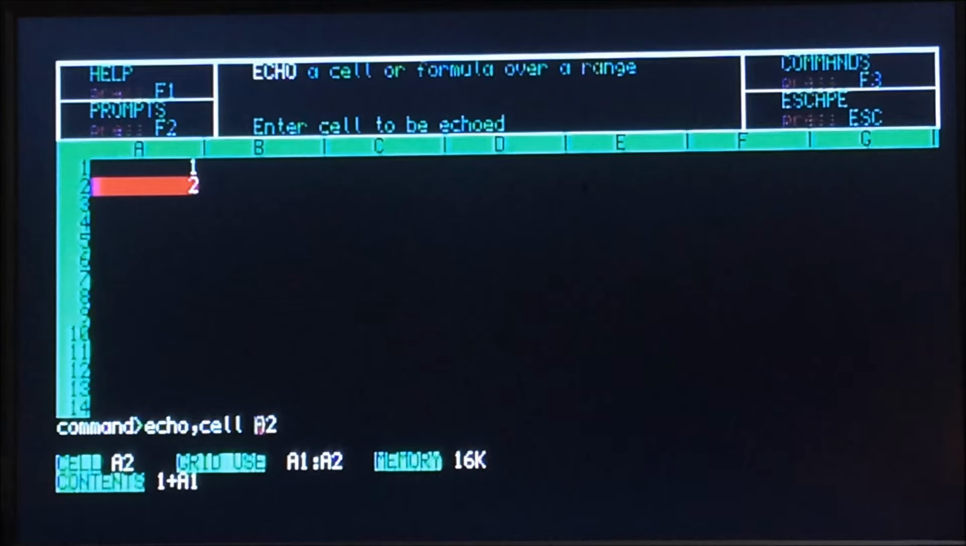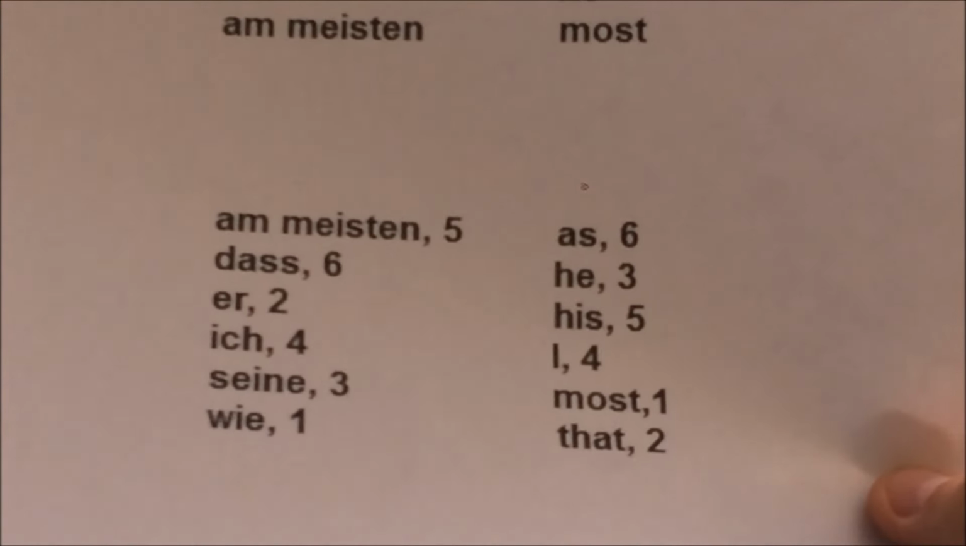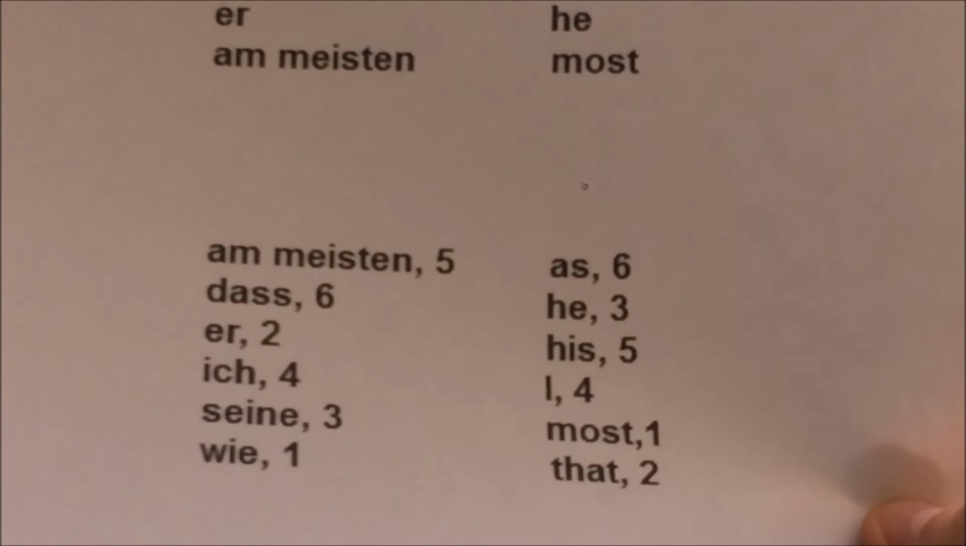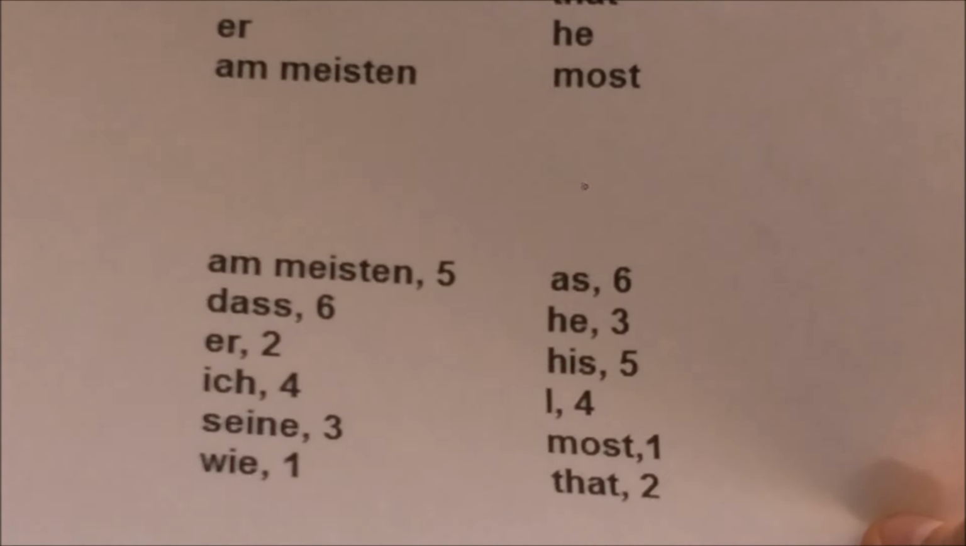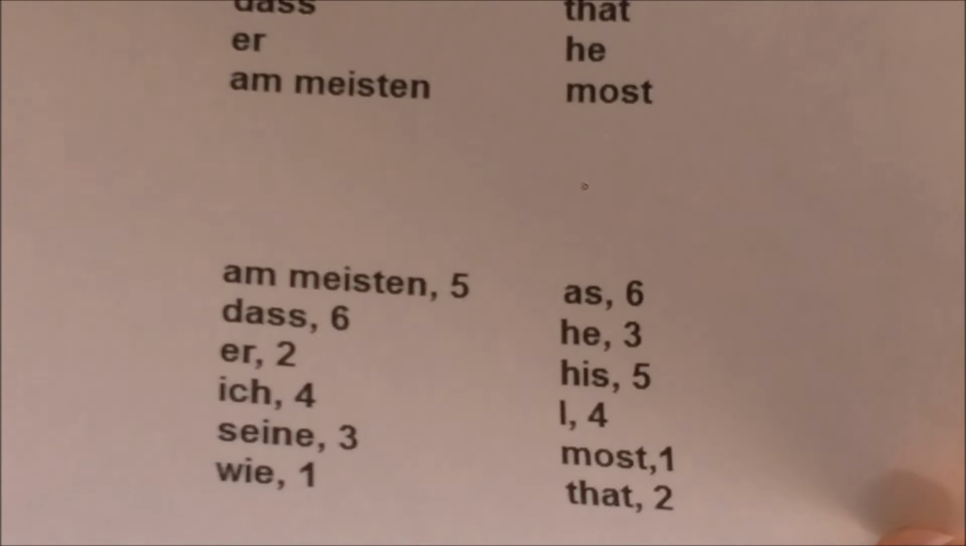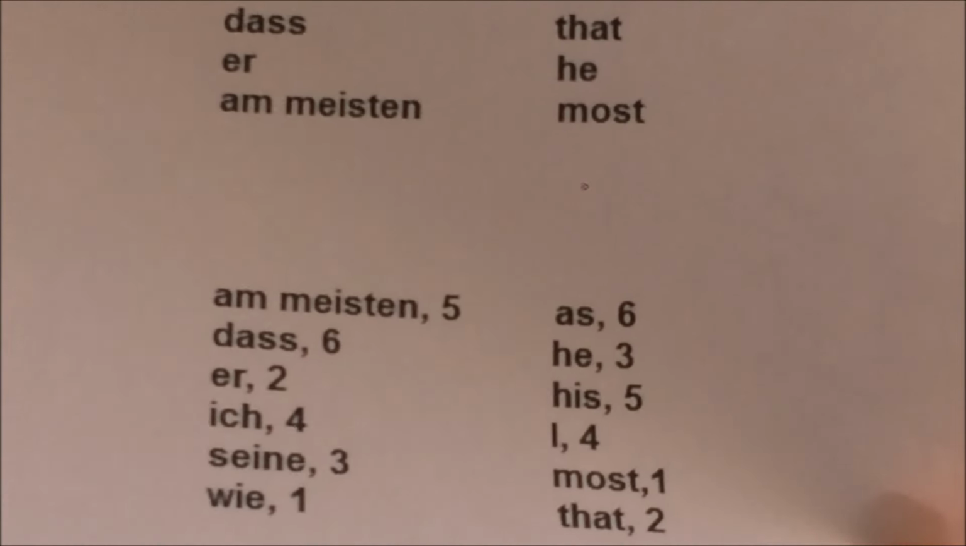All right, what I'm going to do is I'm going to take these words, hopefully you can see this, and this is German words to English translation. And if you saw my translation video, I'm going to create a doubly indexed double array, and it looks like this. So basically, they're both sorted. Am, das, ich, seine, wir, mit, as, he, his, I, most, that. And then am meisten points to the 5th entry on the right, so that's most.